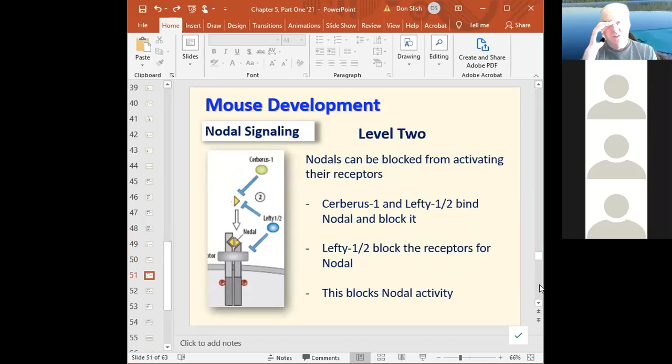Level 2 is then these blockers we keep talking about. Cerberus 1 and Lefty 1, 2 bind to nodal extracellularly and block it. Lefty also binds to the receptors and blocks the receptors. So this is going to block nodal activity. This is what's coming from the AVE and blocking it from starting a second primitive streak.